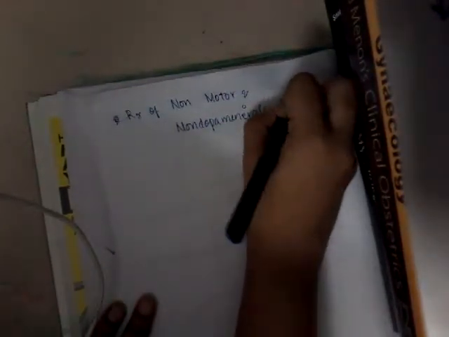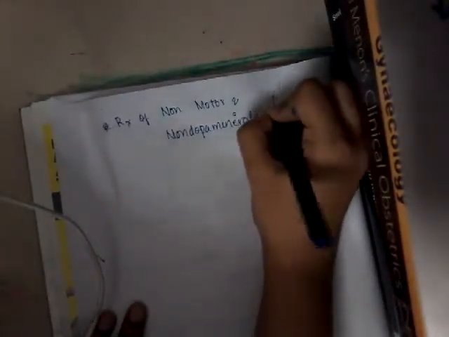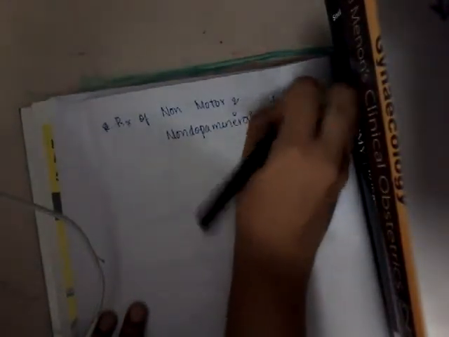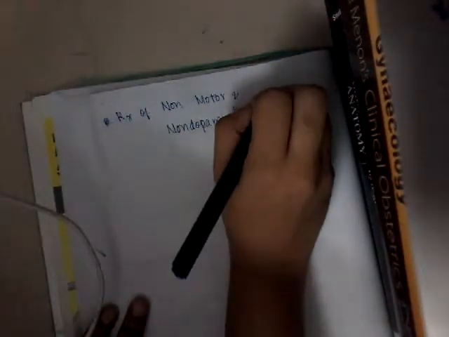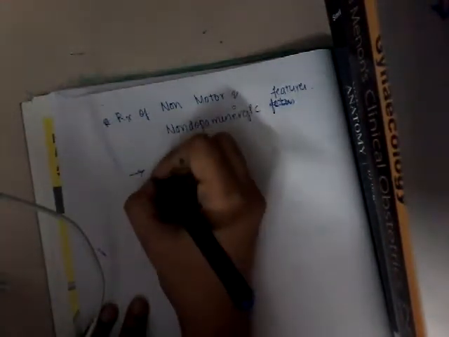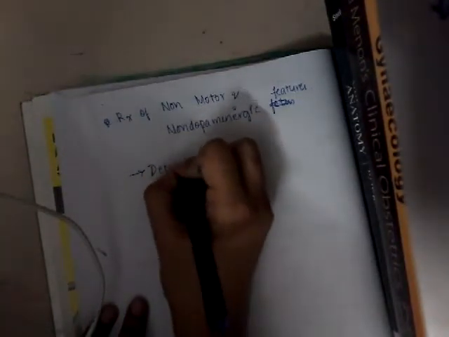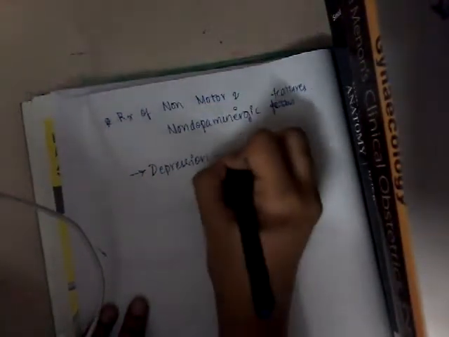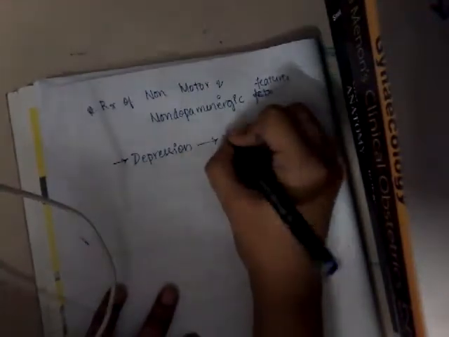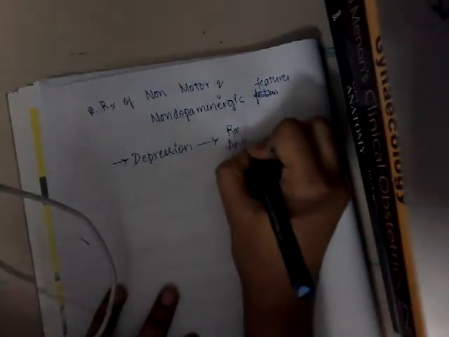So this is treatment of non-motor and non-dopaminergic features. Many Parkinson patients suffer from depression, which is always undiagnosed and undertreated. So this depression should always be treated with antidepressants.